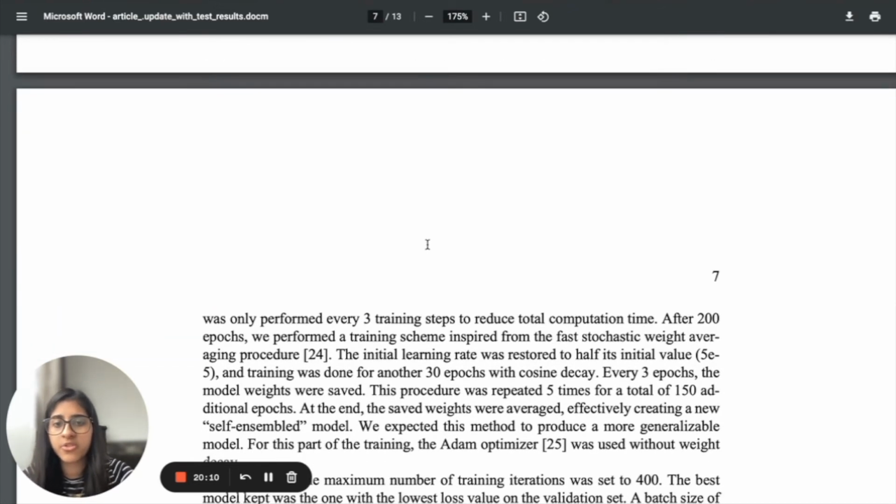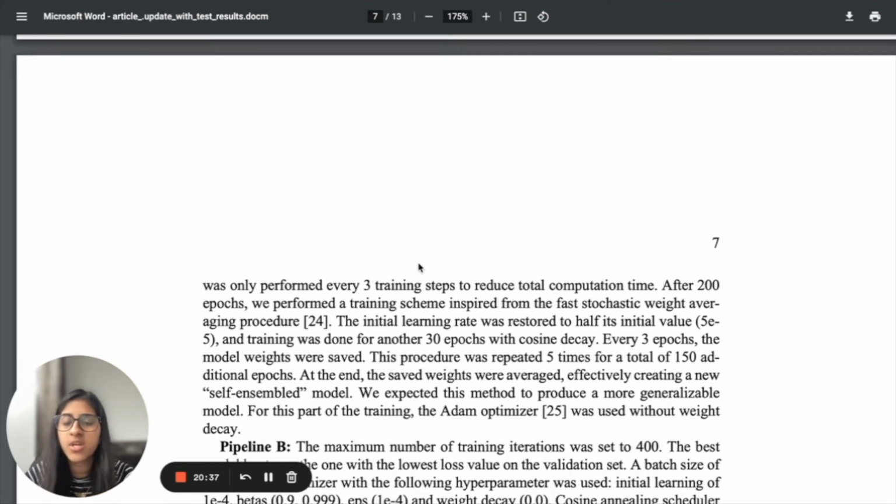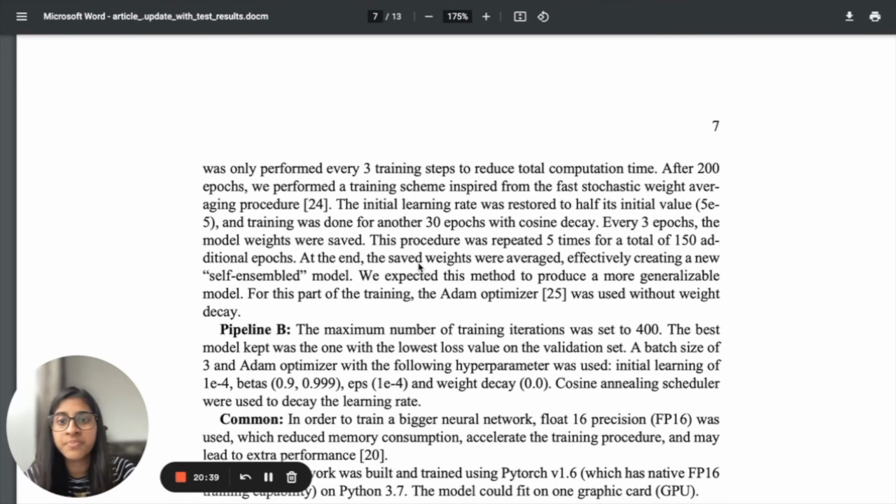They also said that the validation step was only performed every 3 training steps. I found that really interesting because it does reduce total computation time. In my 2D segmentation project, after every training epoch, I would just do the validation too, and obviously that took a lot more time. It's not that hard to change, whether after each training epoch or after 3 training steps, so I'm definitely going to look into that too.